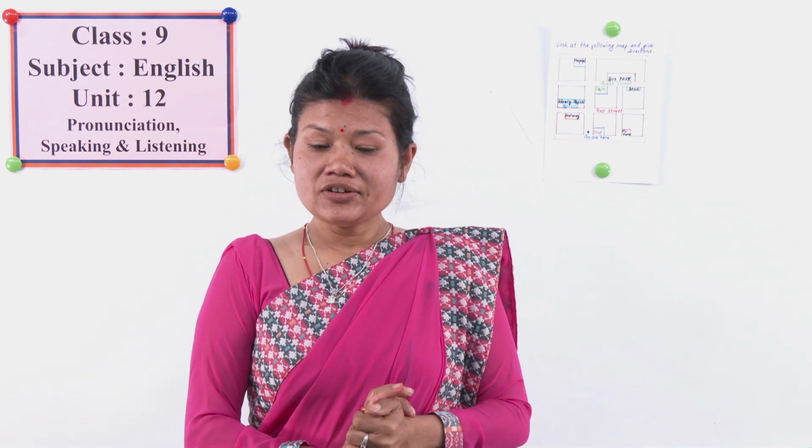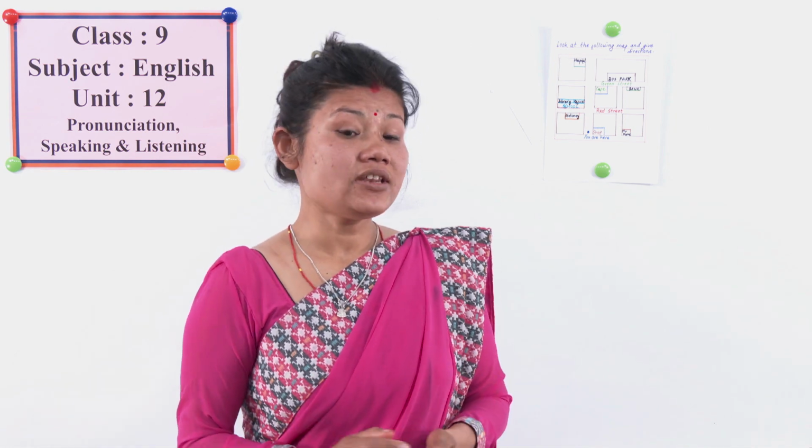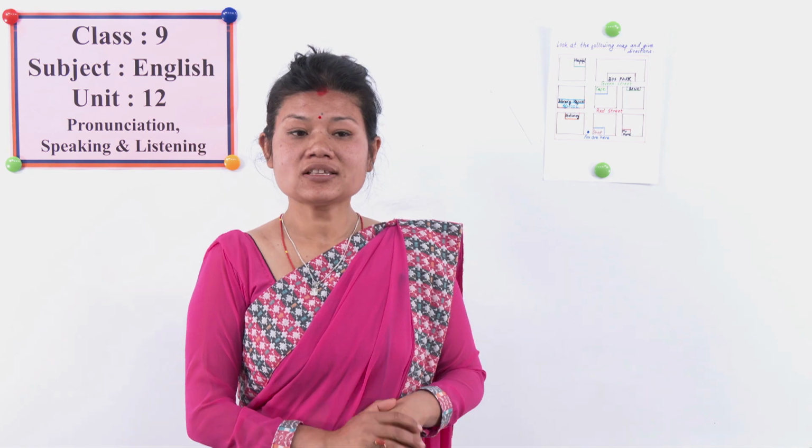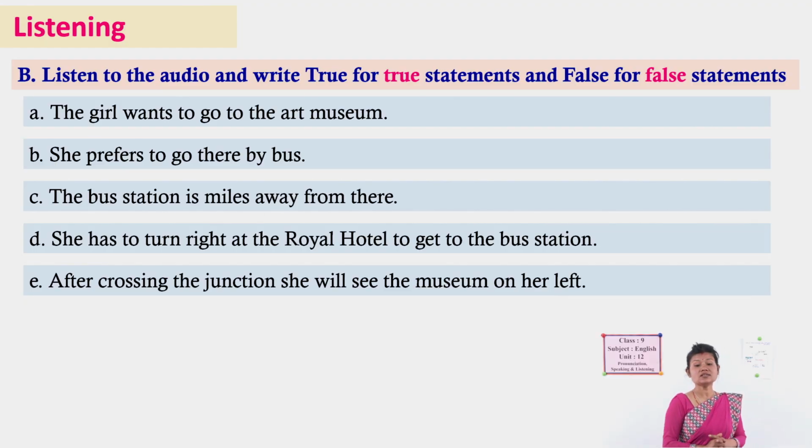Okay, now we have finished listening, and I hope you have completed exercise C as well. Have you completed, dear students? Okay, very good. Now let's discuss the answers together. So the first task was writing true or false to the statements, and number A, the girl wants to go to the art museum. Is it true or false? Very good, it is true. The girl wants to get to an art museum, yes.